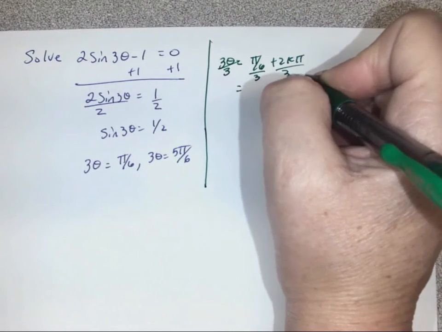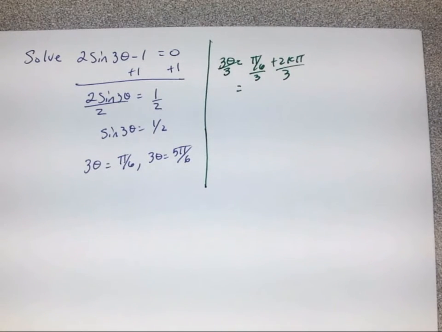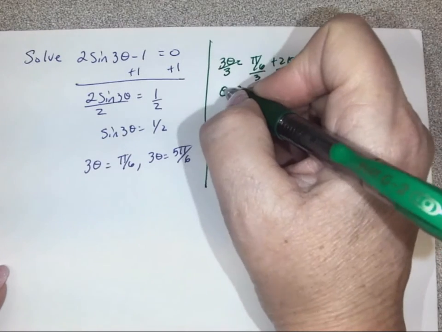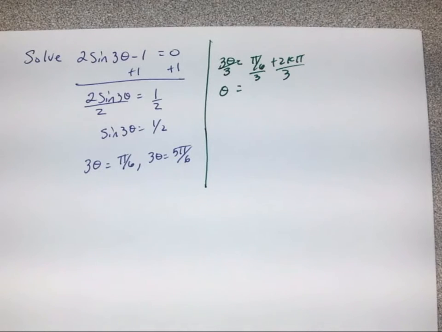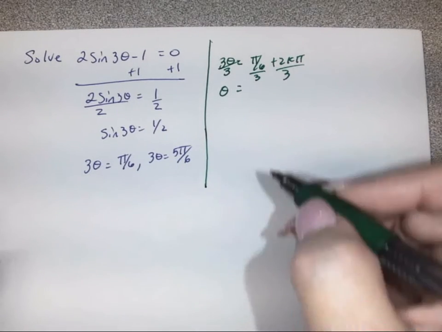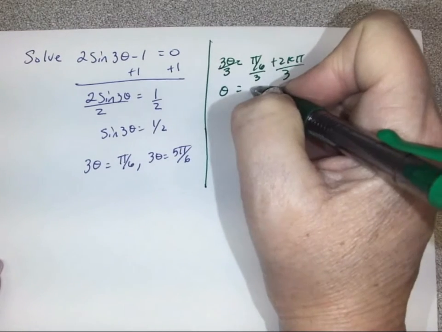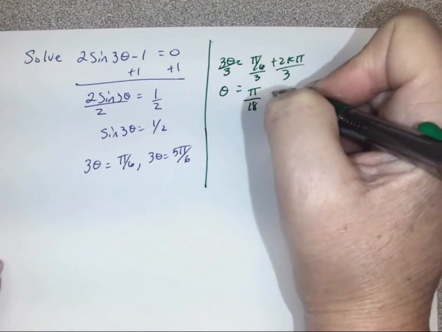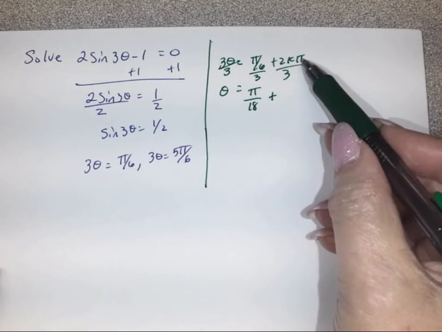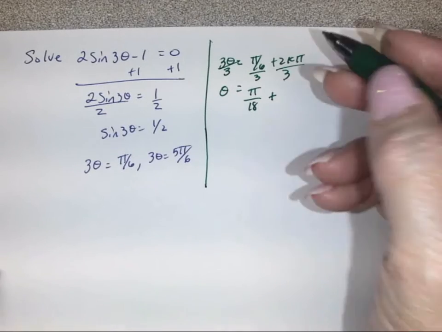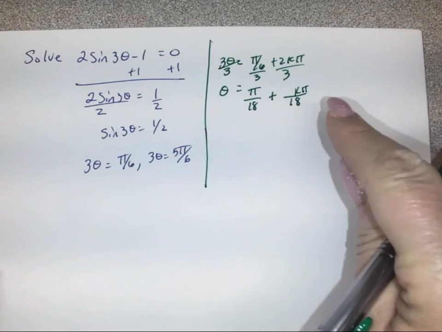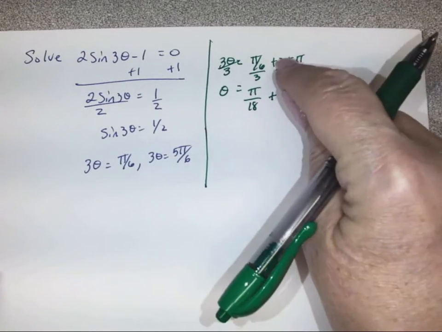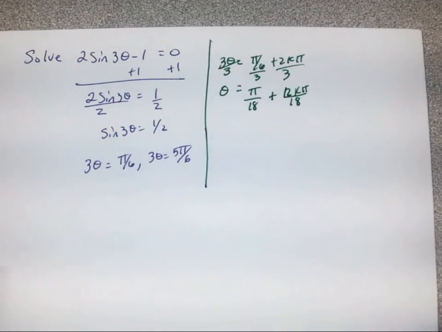If I divide both of them by 3, I now have theta is equal to pi over 6 divided by 3. Well, we don't divide by fractions, we multiply by reciprocals. So we'll actually multiply by 1/3, so we'll get pi over 18. And we have 2k pi over 3, but I need it to be the same denominator, so I need this to be 18 as well. I multiplied 3 times 6 to get to 18, so 2 times 6 will get me 12. So this is one of my solutions.